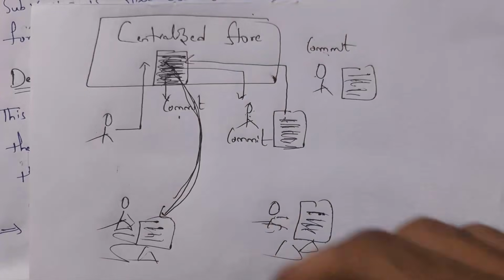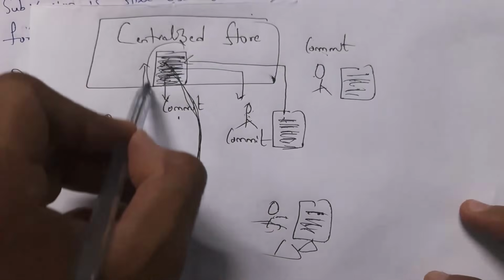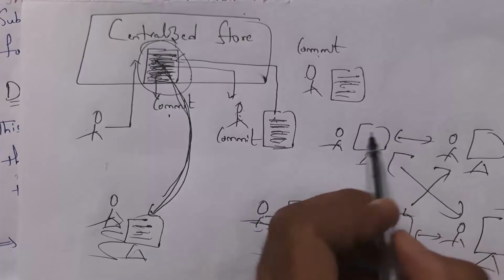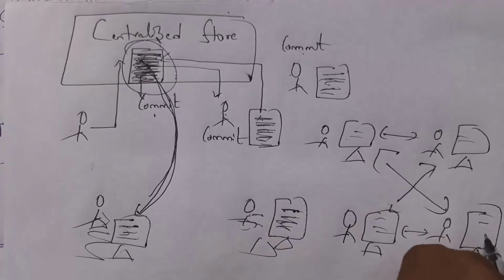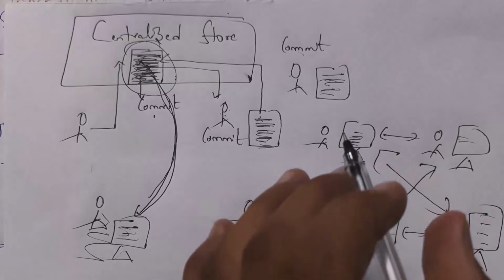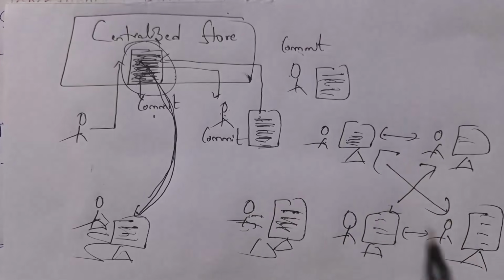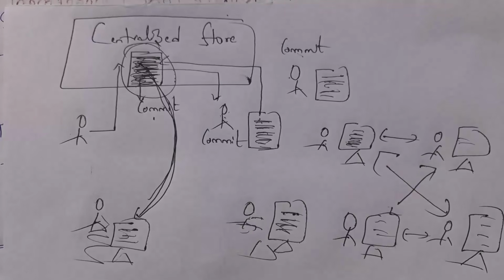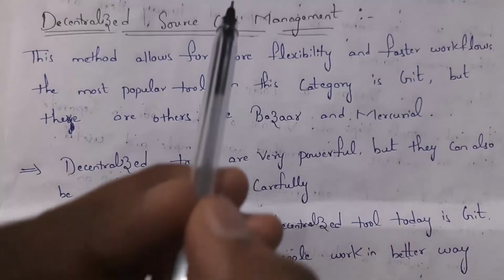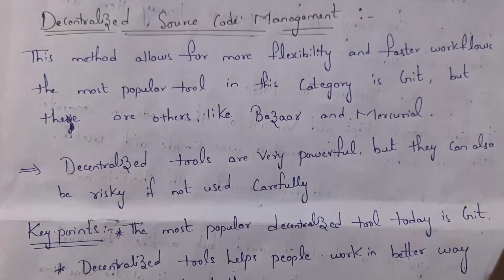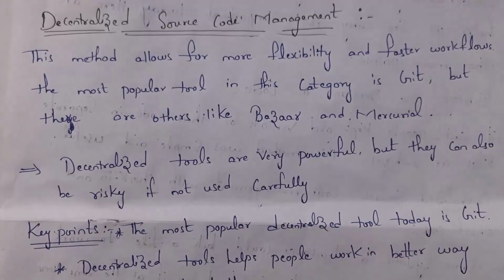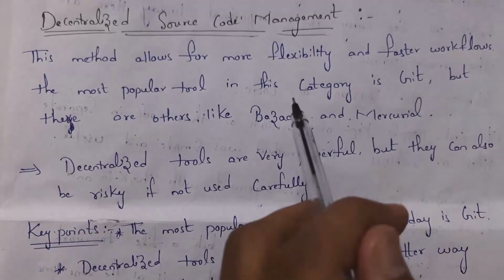Similarly, if all developers place their code in one single server, then we call it centralized. Whereas each developer has the full code on their computer and they perform various operations on that code in their own system itself, and they communicate with each other. We call it decentralized. Git is one example. Decentralized source code management allows for more flexibility and a faster workflow. The most popular tool in this category is Git. Not only Git, there are some other tools like Bazaar and Mercurial.